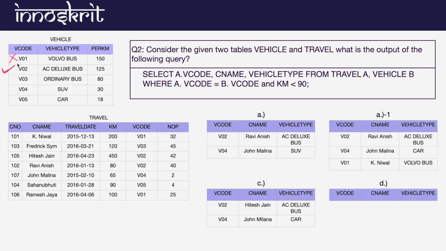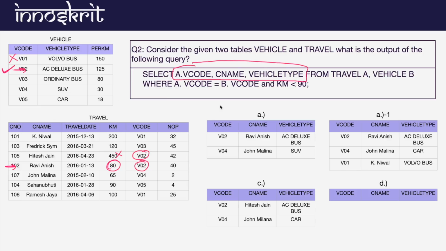Now we will consider the next one, V02. We have V02 here and here, equal. Now we will look for the rows where kilometer is also less than 90. In one case kilometer is not less than 90, but in the other case it is. That means this particular row is going to be in our result, right? And if this is in the result, we have to select three things: V code, CNAME and vehicle type.